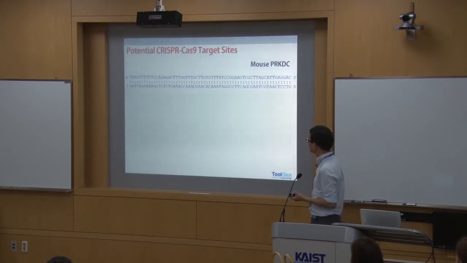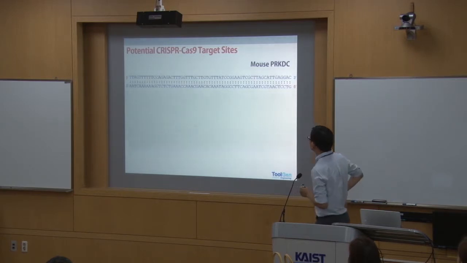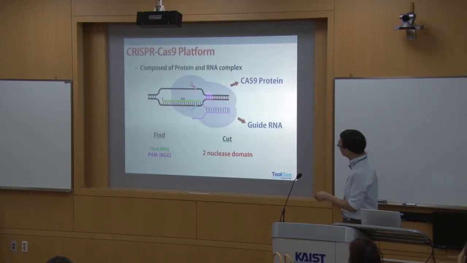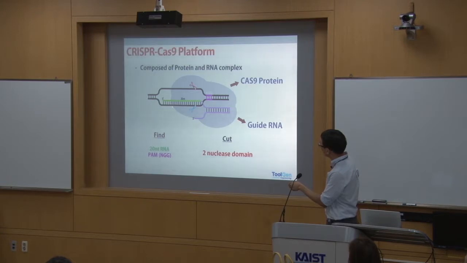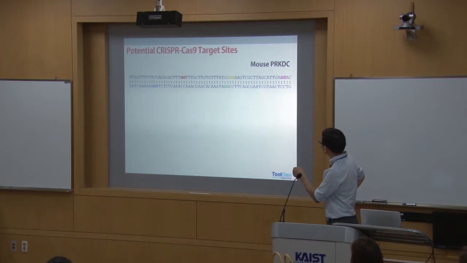We want to make a new CRISPR-Cas system, Cas nuclease for this gene. So this is a small genetic information part from this gene. First, we want to find the potential CRISPR-Cas9 target site. In the previous slide, I mentioned that we can freely change this 20 base pair recognition site, but we cannot change this GG site. So to find a potential CRISPR-Cas9 target site, we look for this GG non-changeable motif of the CRISPR-Cas system. And then this GG will be recognized by the protein.